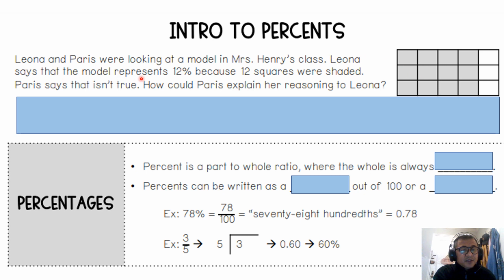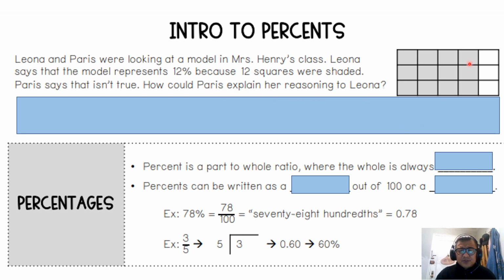Leona says that the model represents 12% because 12 squares were shaded. Are you sure? 1, 2, 3, 4, 5, 6, 7, 8, 9, 10, 11, 12. Because of those 12 shaded squares, she said that's 12%. But Paris says that that isn't true. How could Paris explain her reasoning to Leona?